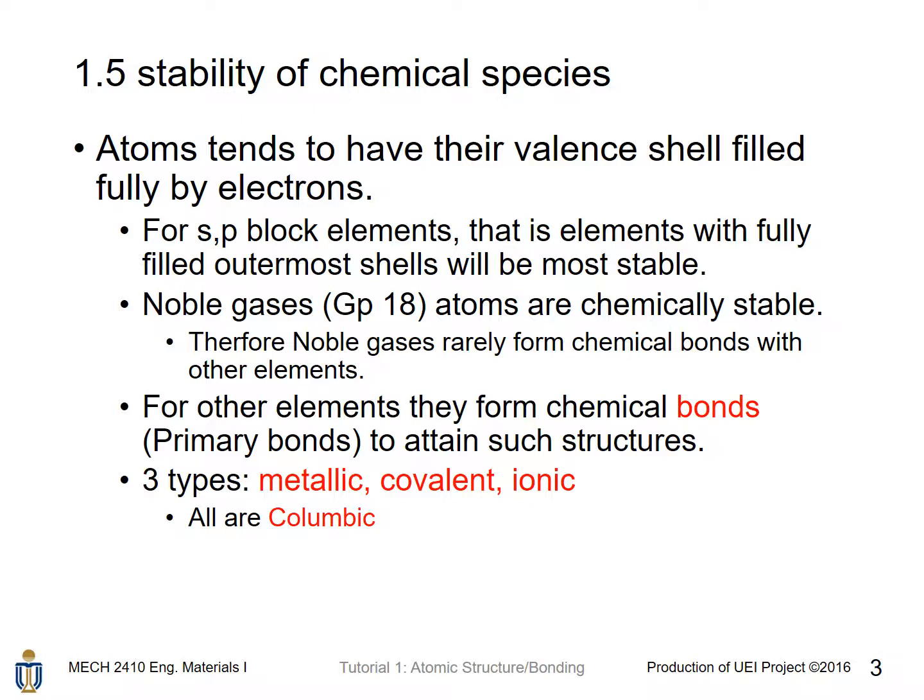Other elements will try to form chemical bonds, which are primary bonds, to attain such fully filled valence shell structures. And there are 3 types of such bonding: metallic, covalent, and ionic. They are all Coulombic in nature, which is the electrostatic attraction.